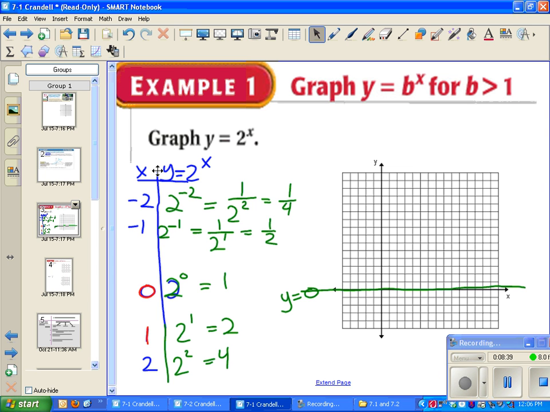Okay. And then when we graph it, we have -2 and 1/4, so something really close to 0. -1 is 1/2. 0 is 1, so this will be 1. 1 is 2, and then 2 is 4, so that would be 2, 3, 4. So right up here. So it gets super, super close to the asymptote, but never crosses it or touches it. So you have something that looks like that. And then our domain is going to be all real numbers. Our range is going to be y is greater than 0.